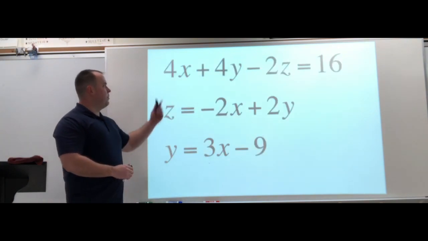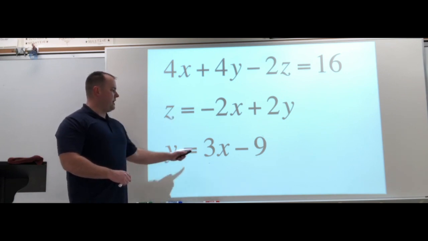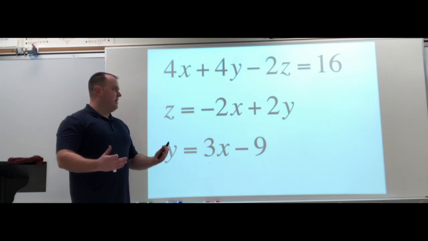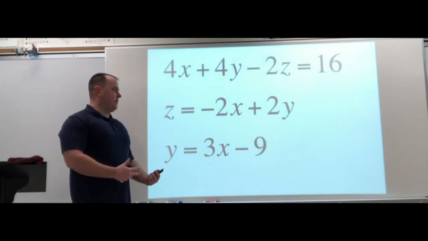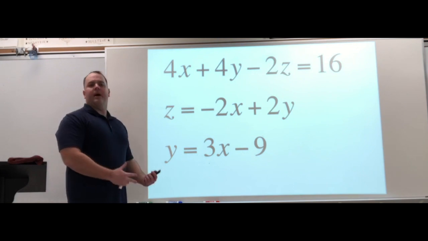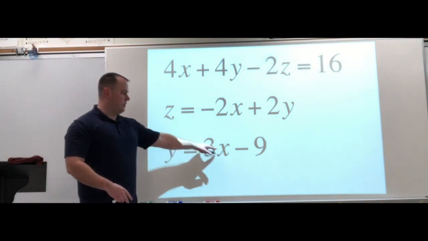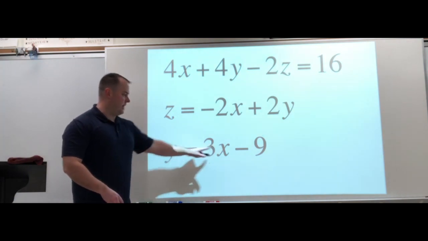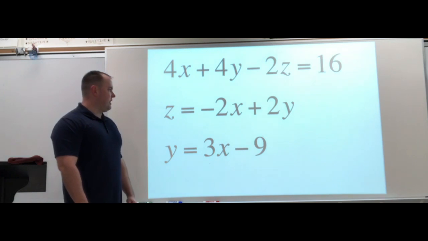This next one, 4x plus 4y minus 2z equals 16, z equals -2x plus 2y, y equals 3x minus 9. There's not an equation that has one variable in it. I can't solve for anything and get one value that I'm looking for. Okay? Y equals 3x minus 9. That's the smallest one that only has two variables in it. But I can't solve to get that variable by itself.